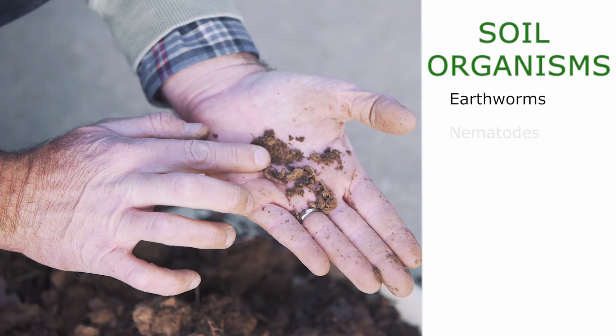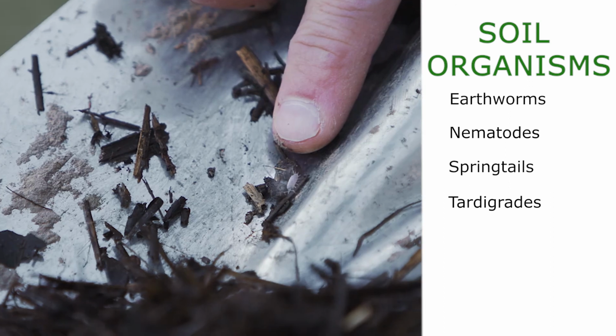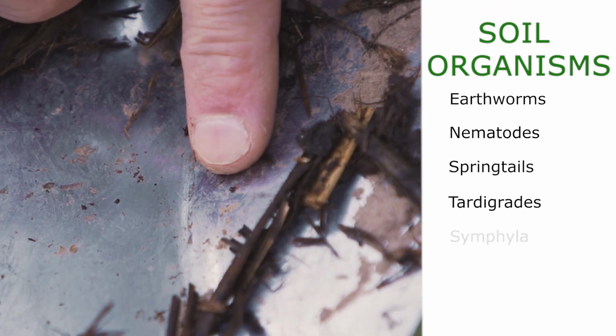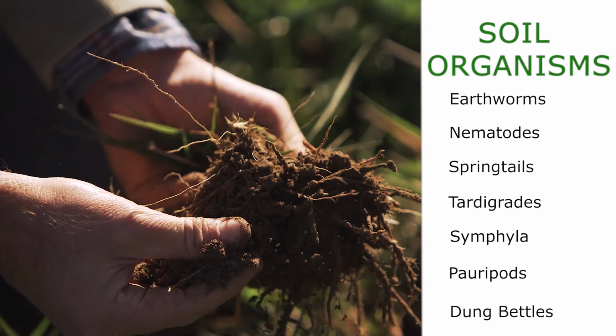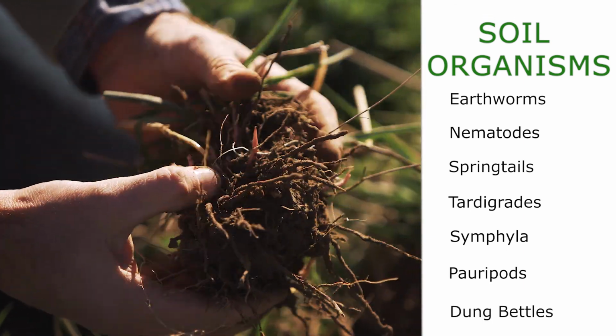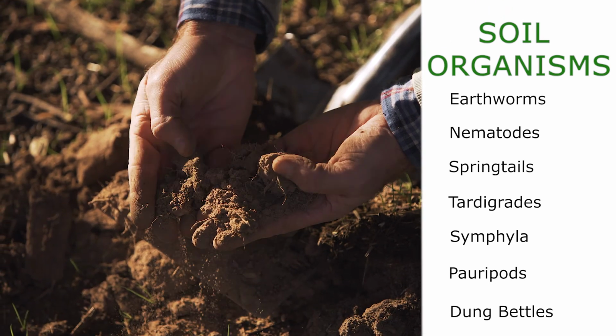The first key part of the soil biology story are the soil organisms. That's the range of insects and their cousins that live in any healthy topsoil. They include things like earthworms, mites, springtails, tardigrades, and a whole range of smaller guys, symphyla, pauropods, etc. There's thousands of different species, and depending on where you are and what soil type you're on and what management you've got, you should have a really good community of soil organisms in a healthy soil.